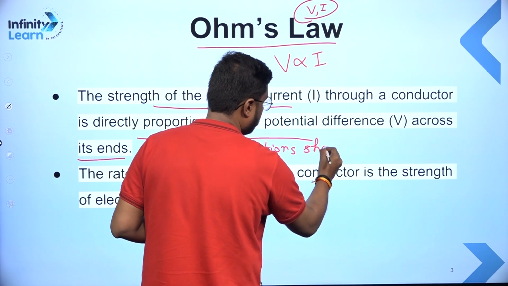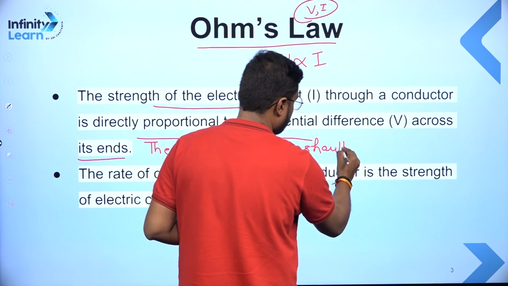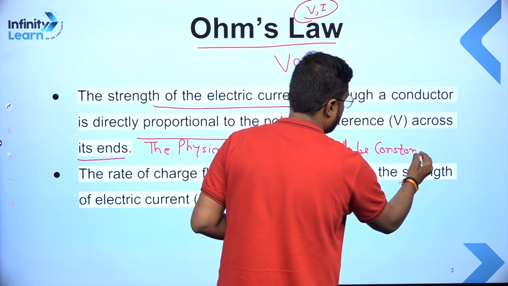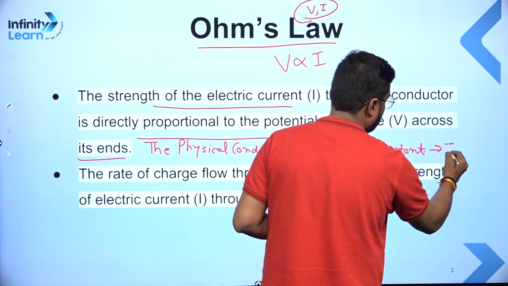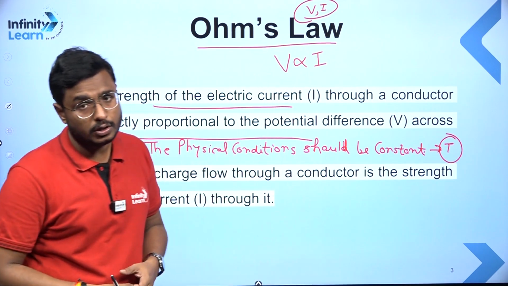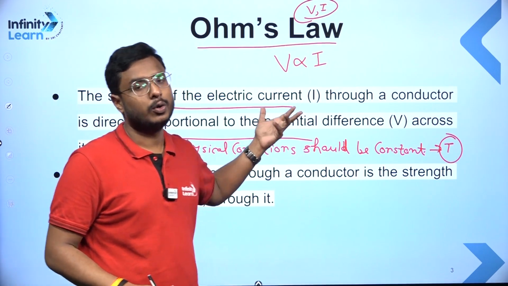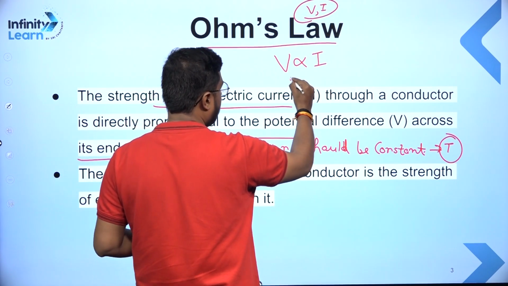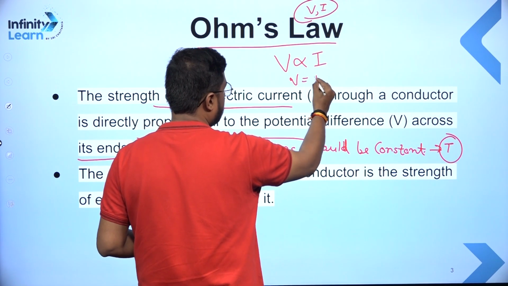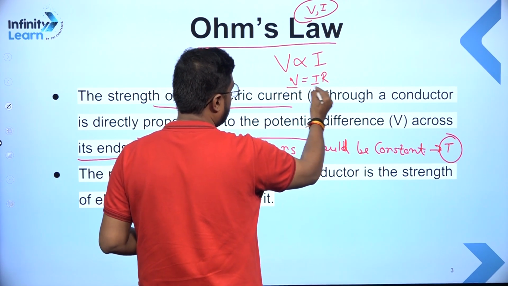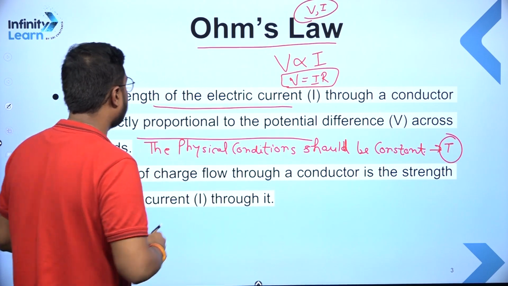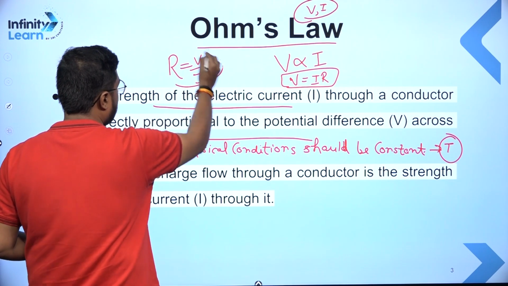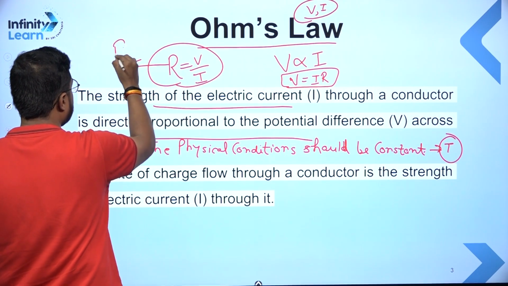The physical conditions should be constant. For example, temperature. If I change the temperature, this law cannot hold. So the physical conditions are required to be constant. Now, V is directly proportional to I. If I remove the sign of proportionality, I need to put a constant there, which is R. V is equal to IR, or I can write R is equal to V by I. What is this R? This is resistance.